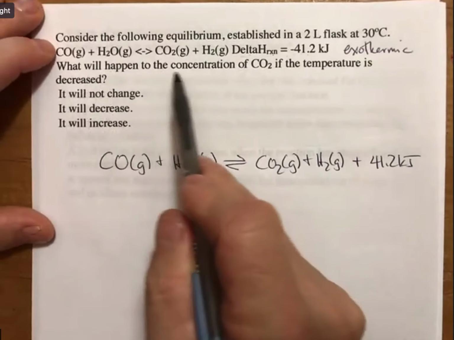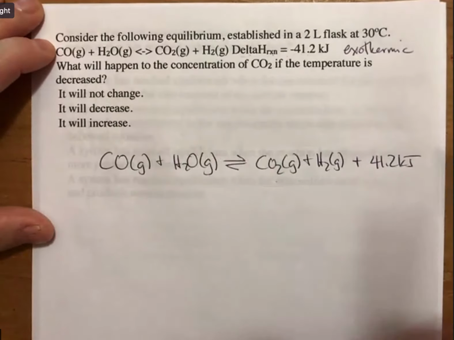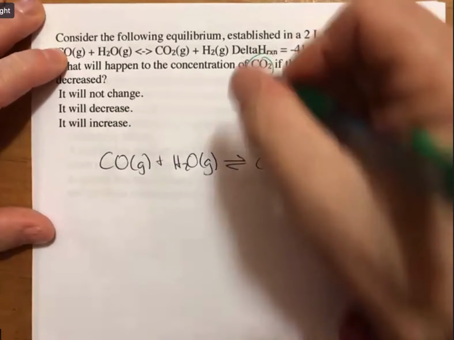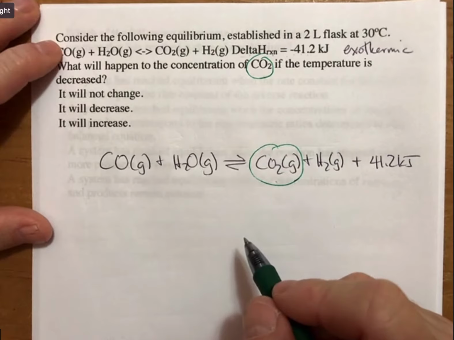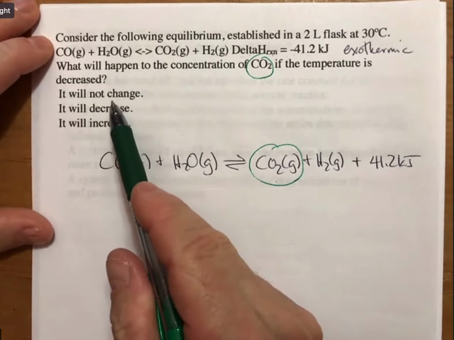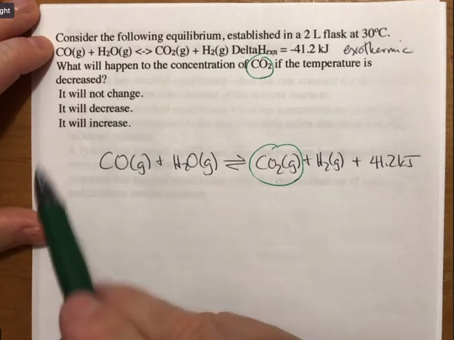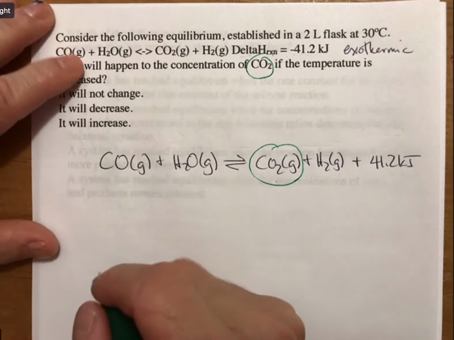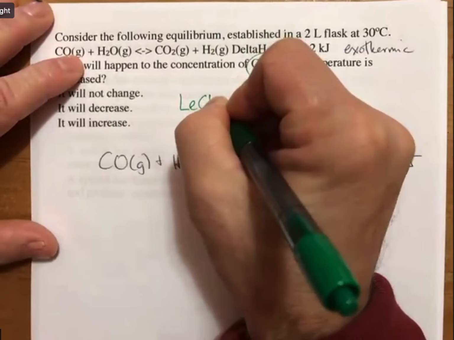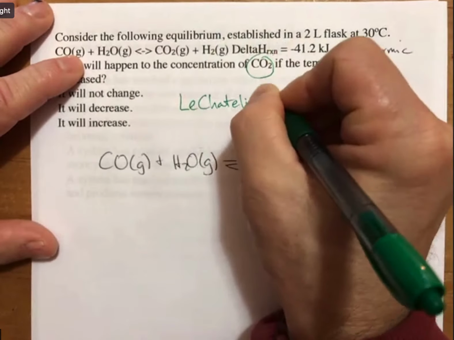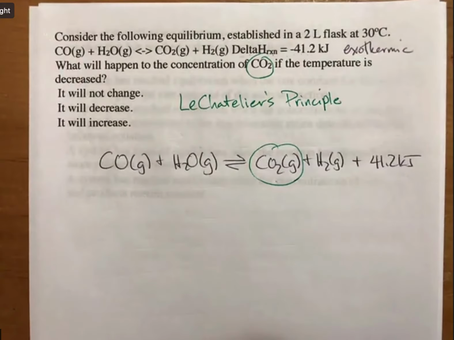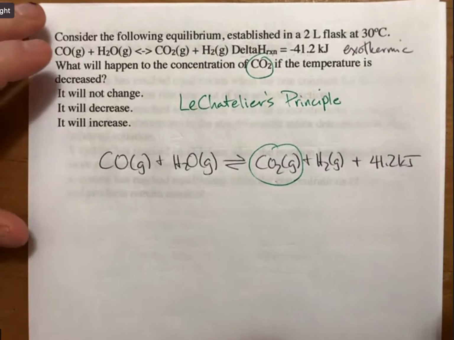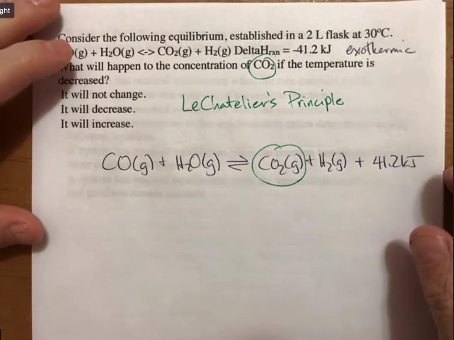It says, what will happen to the concentration of CO2, which is right here, if the temperature is decreased? Now, this question and the fact that it says decrease, increase, or not change tells us that we're dealing with something called Le Chatelier's Principle. You do not have to know the name, but I do refer to it as Le Chatelier, since it's French.